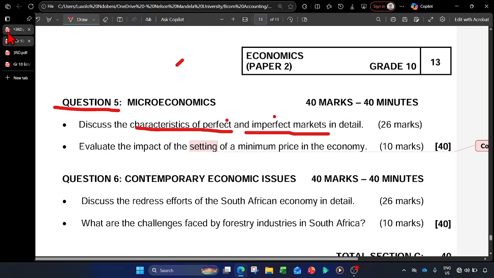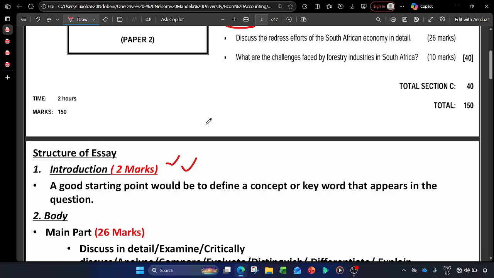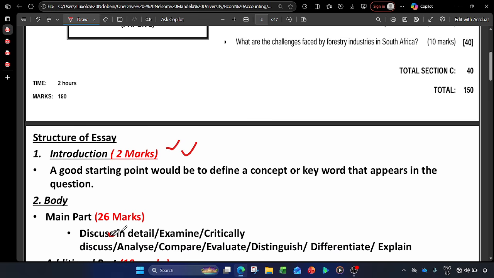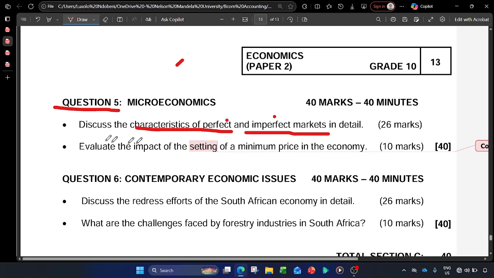Here it will depend on the question. Sometimes they will say examine, discuss or compare, evaluate, distinguish or differentiate, or explain. This will be determined by the first bullet point of your essay question. In this case, they said we should discuss the characteristics of the perfect and imperfect markets in detail. Sometimes they will say draw a graph. In this case, we only discuss the characteristics.